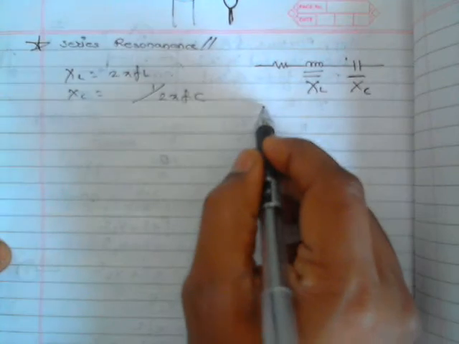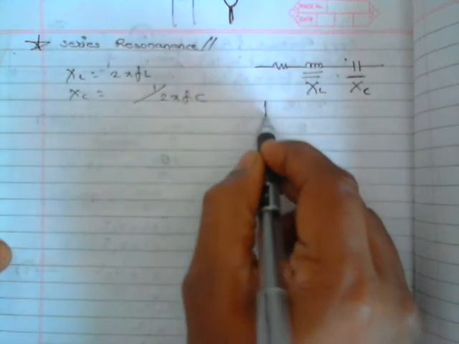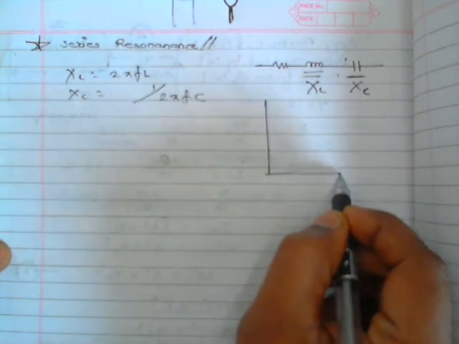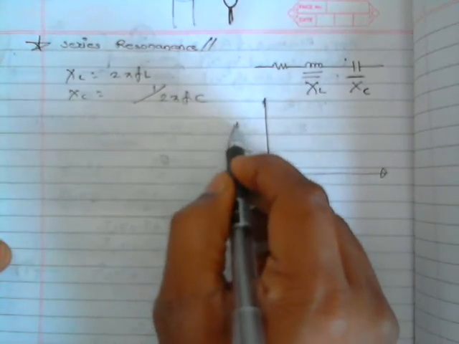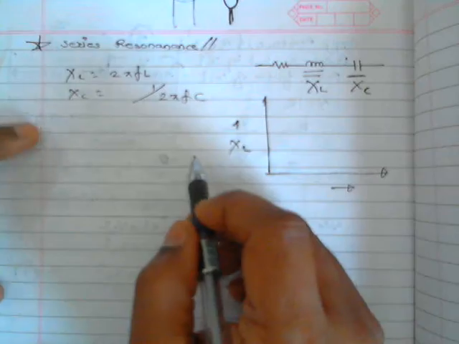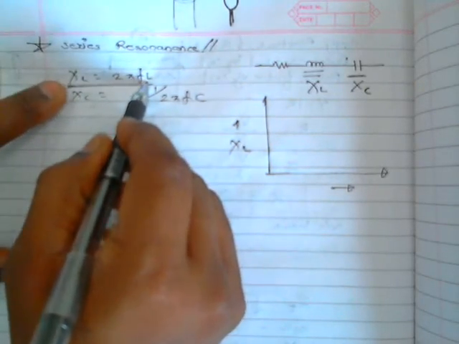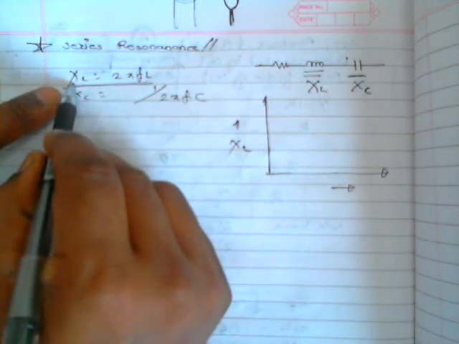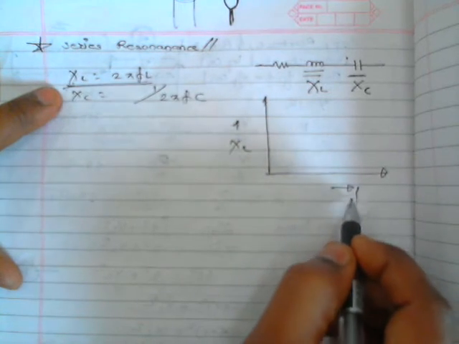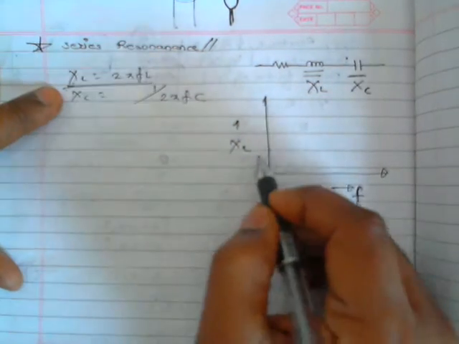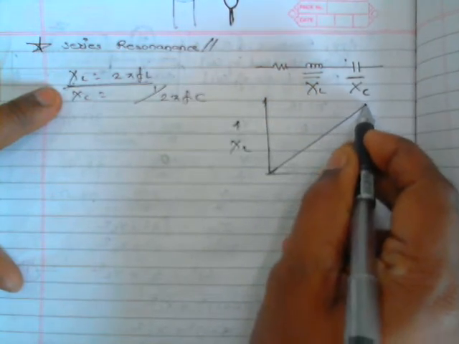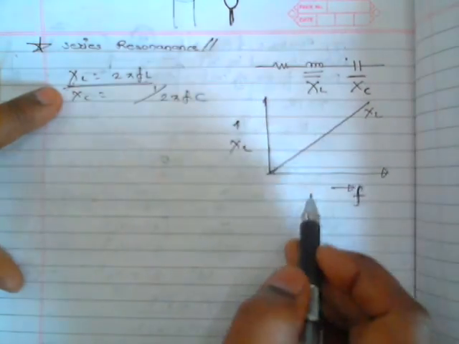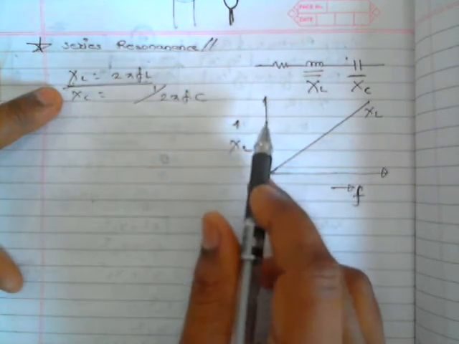So if I draw a graph of XL and XC versus frequency, let's see how I will get it. If this is XL on the y-axis and this is frequency, from this equation you can say that frequency and XL are directly proportional. As I go on increasing frequency, XL will increase linearly, like this. This is XL.